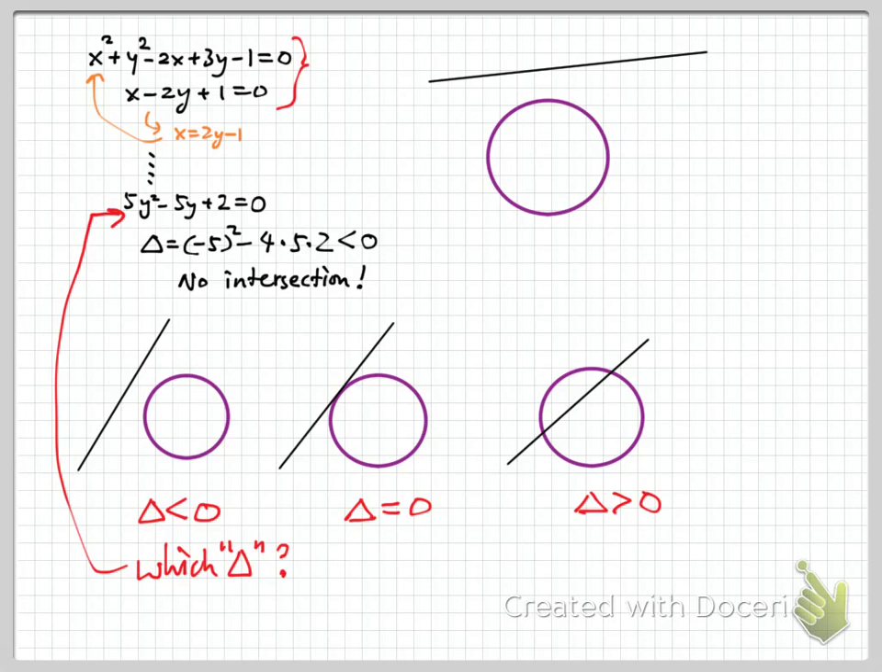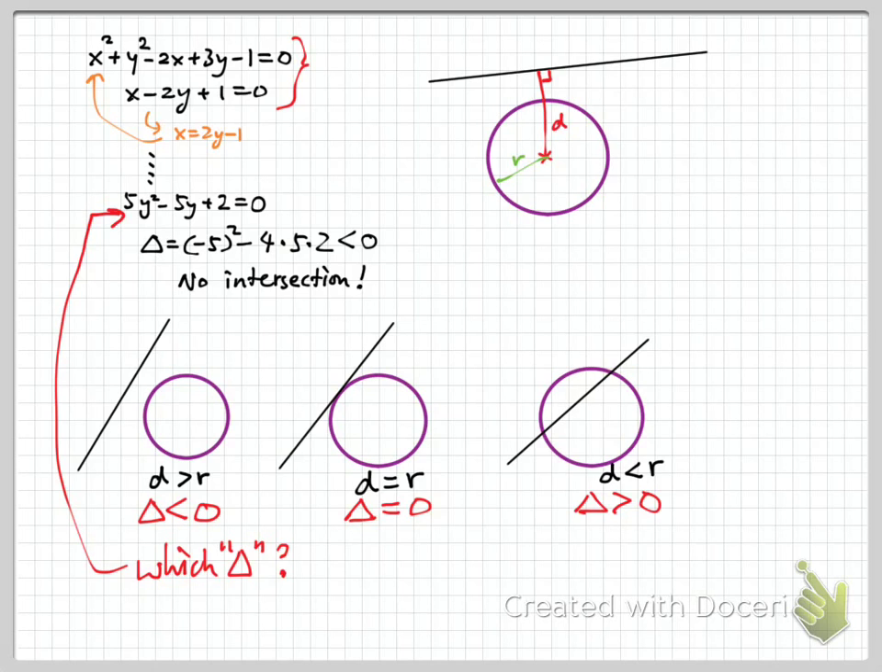We can investigate the distance from the center to the straight line, this red distance. If the red distance d, we want to compare it to the radius. If d is greater than the radius, we have no intersection. If the distance equals the radius, we have one intersection. If the distance is smaller than the radius, we have two intersection points. This is an alternative, geometry method to determine whether the straight line cuts the circle at 2, 1, or no intersection points.